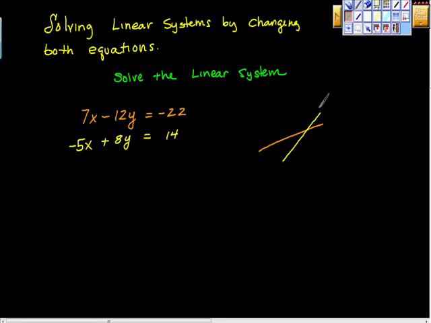But what I think is that if this is the orange line and this is yellow, possibly they meet somewhere. And remember, if they do meet, then their x and y values are the same at the same time, right? So what we're looking for when we solve this is the point x, y. Remember, the solution to a linear system is a point x, y. So that's what we're looking for here.